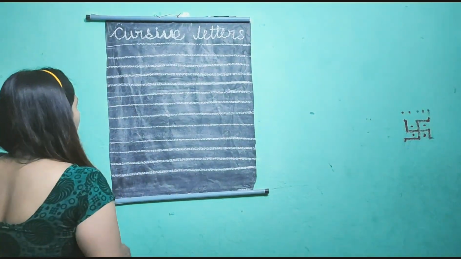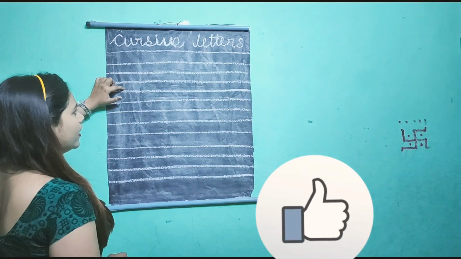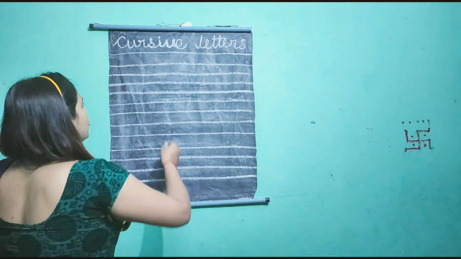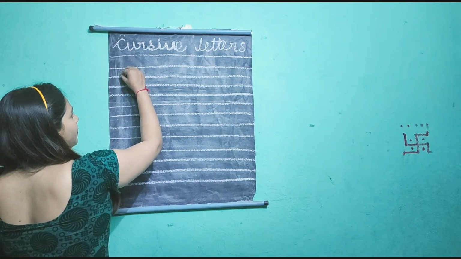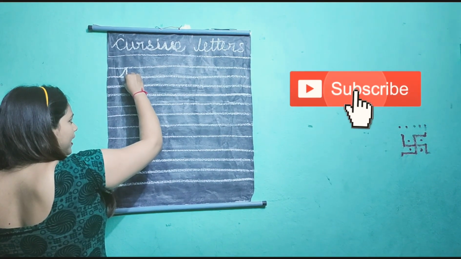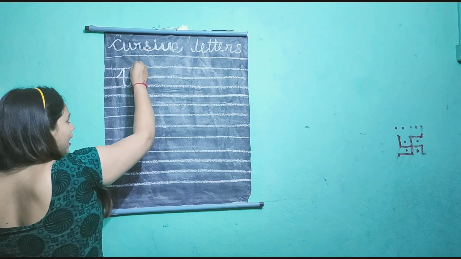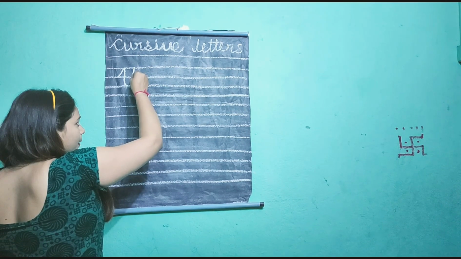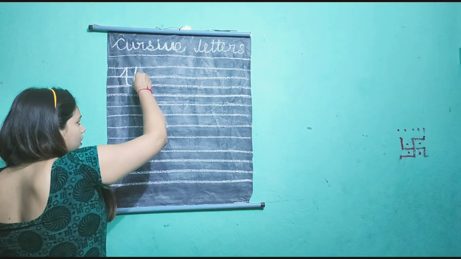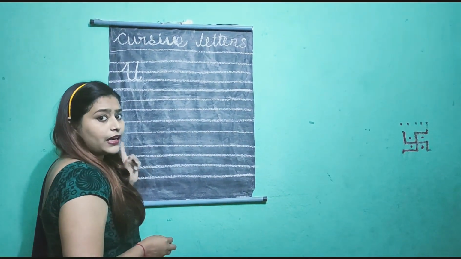So first we will write U. This is upper, middle, lower. Note the lines. We will start from the upper line, then go to the middle line, then again go to the upper line, then again come to the middle line bottom, then a small curve like this. So this is capital U.